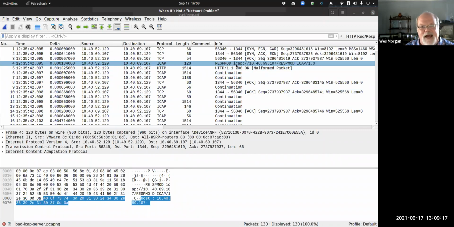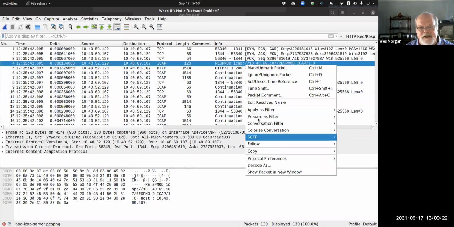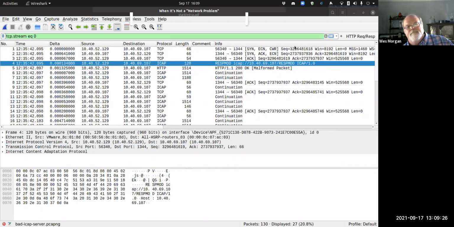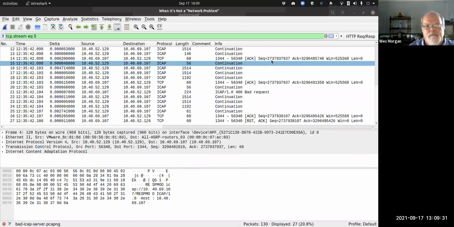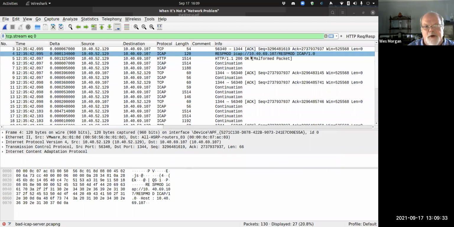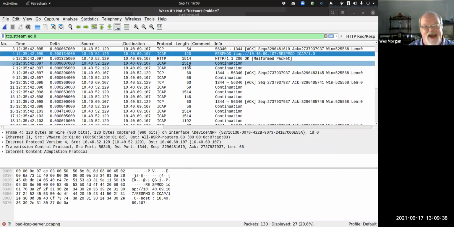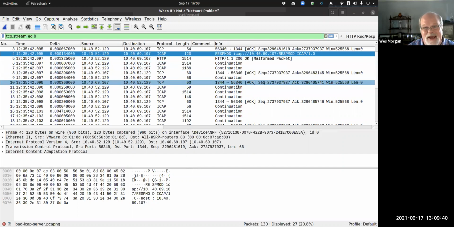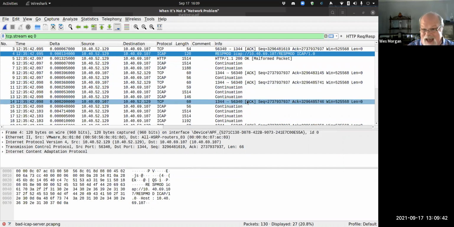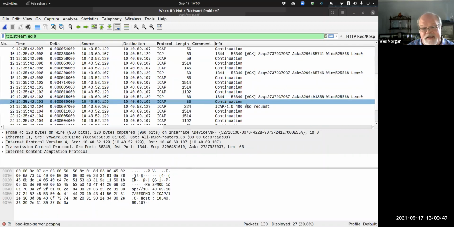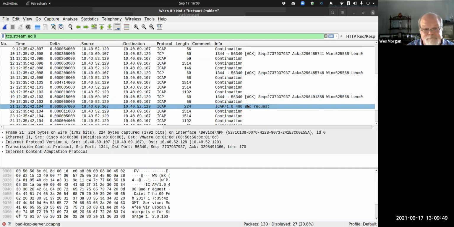So here's the ICAP query. That looks like a response. So let's just go ahead and take a look. Request, response, we're giving our data. The data is being acknowledged. Again, the TCP stack is healthy, right? It's acknowledging everything we're sending. And then all of a sudden it just comes back and says, oh, bad request.